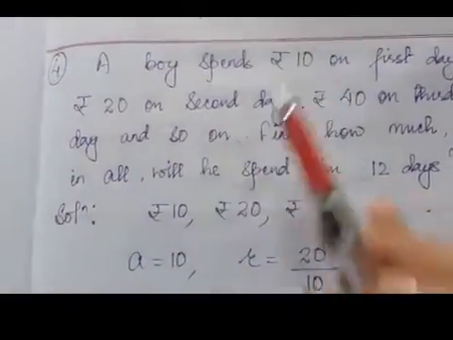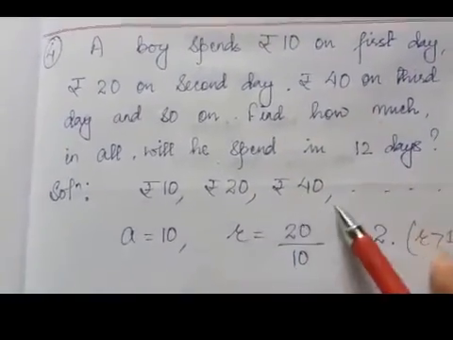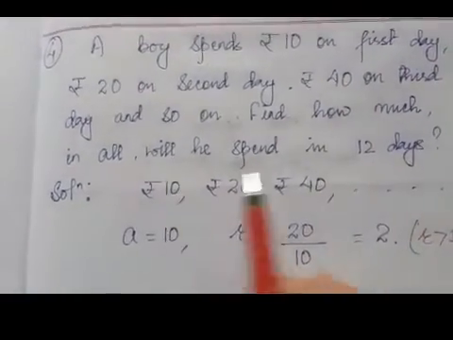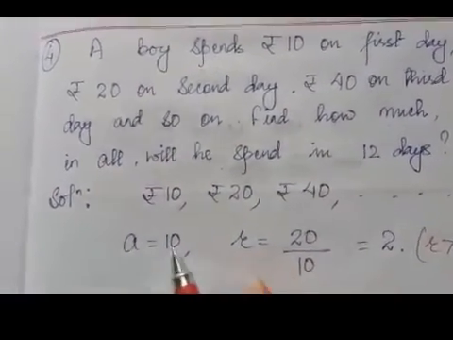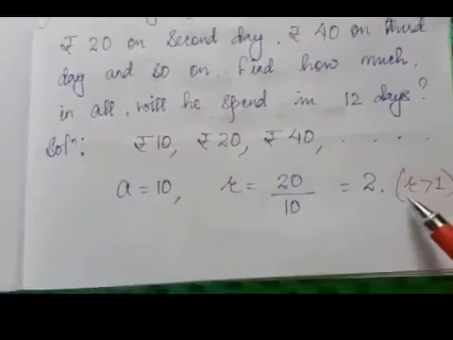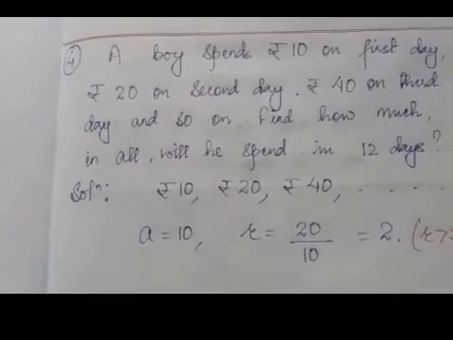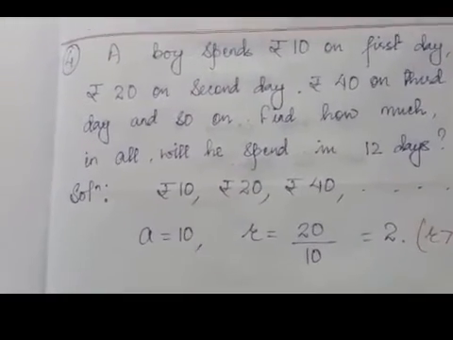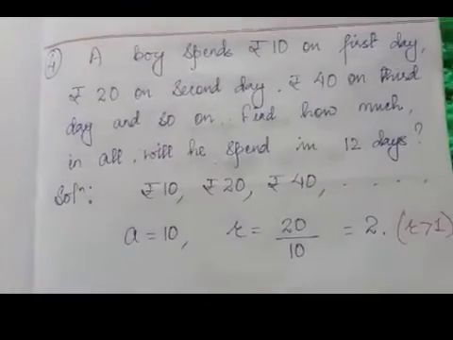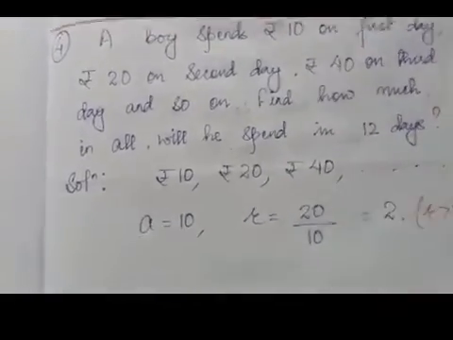So rupees 10 first day, rupees 20 on second day, rupees 40 on third day and so on. So this is in GP. A is 10, R is 20 divided by 10, which is 2. So the value of R is greater than 1. Here we have to find the sum of 12 days. Sum you have to find, not T12, not the 12th term. You have to find the sum.